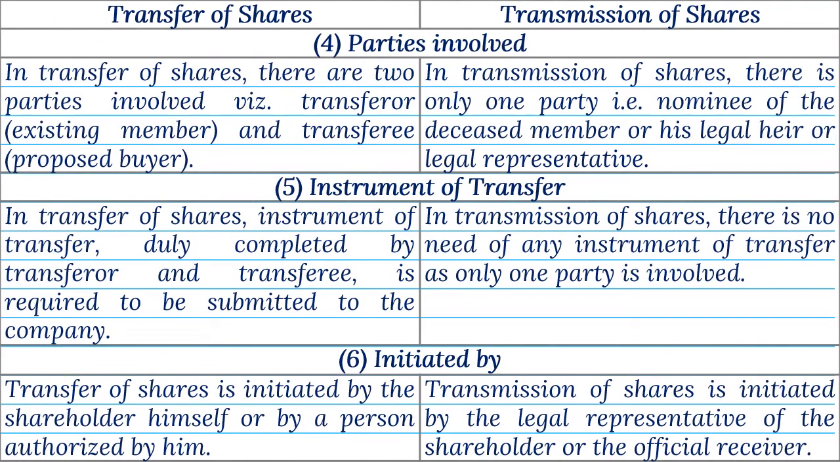4. Parties involved. In transfer of shares, there are two parties involved, namely transferor, that is existing member, and transferee, that is proposed buyer. In transmission of shares, there is only one party, that is nominee of the deceased member, or his legal heir, or legal representative.